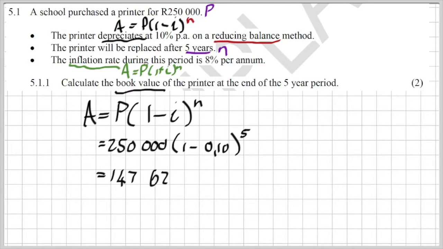Next up, punching this in your calculator, you get a book value of 147,622 Rand and 50 cents. So that is the value of the printer after 5 years.